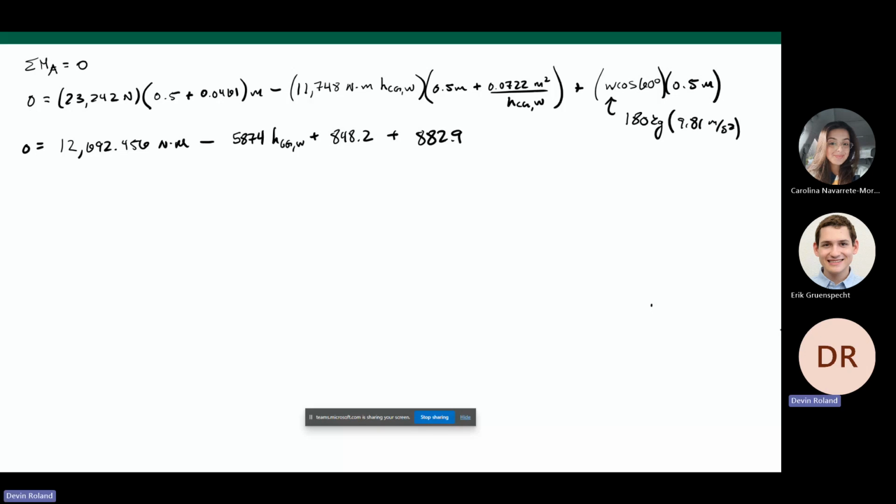I feel like there's something I haven't done here. Oh, I left out my cosine of 60. I forgot to multiply this by cosine 60. So it's 180 kilograms times 9.81 times the cosine of 60 degrees times 0.5. There we go. This is 441.45. Okay. Does that make sense?